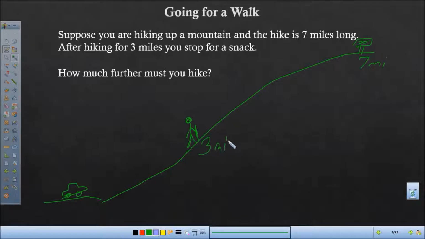Alright, now, how much further should you hike to get up the mountain?